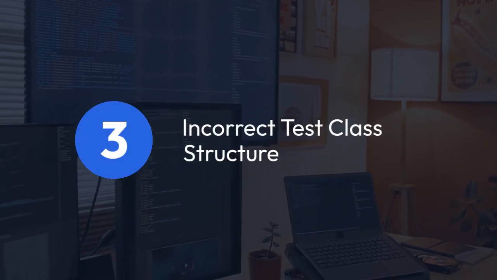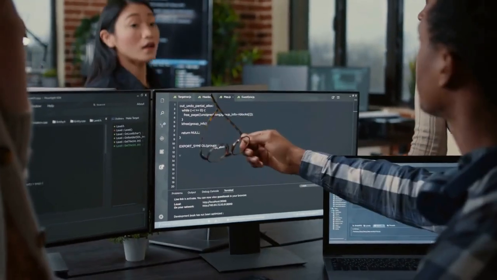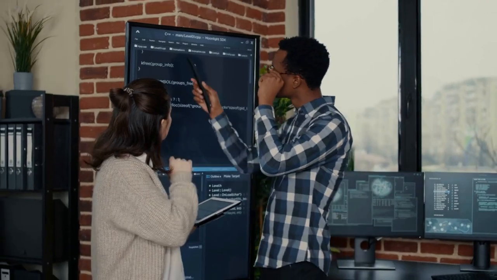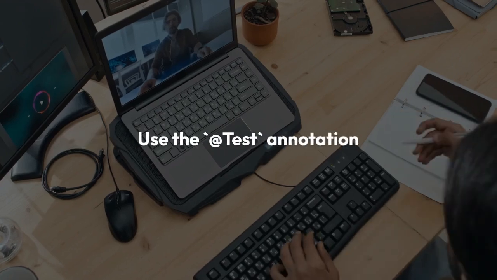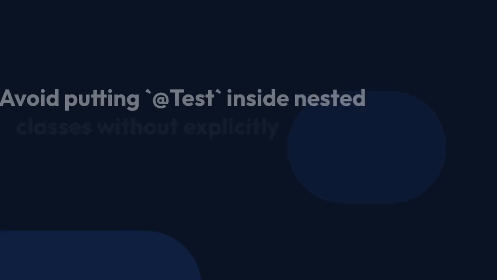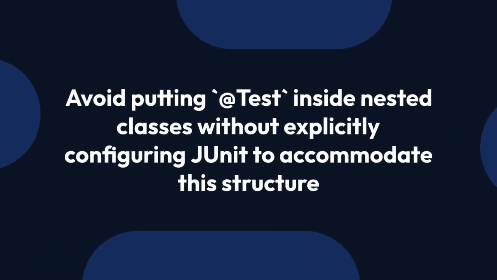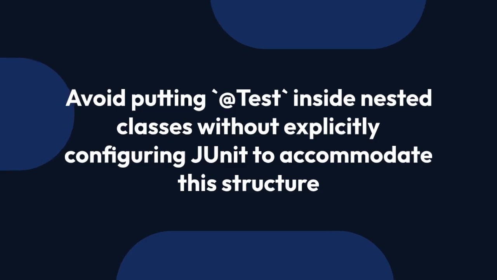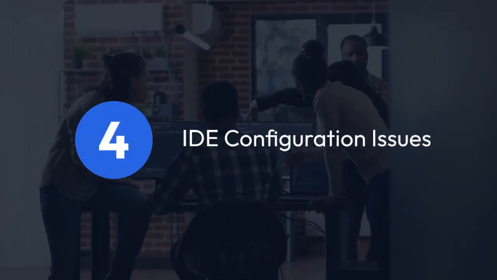3. Incorrect test class structure. JUnit expects a specific structure for your test classes. Ensure that your test classes are properly structured and annotated. Ensure that your test methods are public and void and use the @Test annotation. Avoid putting @Test inside nested classes without explicitly configuring JUnit to accommodate this structure, as this can lead to the error.